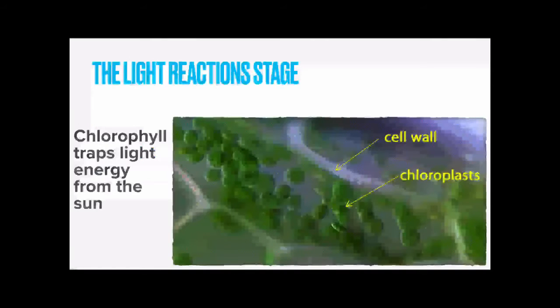Okay, so first of all, you need to know the name of this stage. That could be an exam question. Last lesson, we looked at these plant cells. We talked about plant cells have a cell wall and inside they have chloroplasts. The green pigment inside the chloroplast is chlorophyll. And remember, its job is to trap the light energy from the sun, which is required for the light reaction stage.